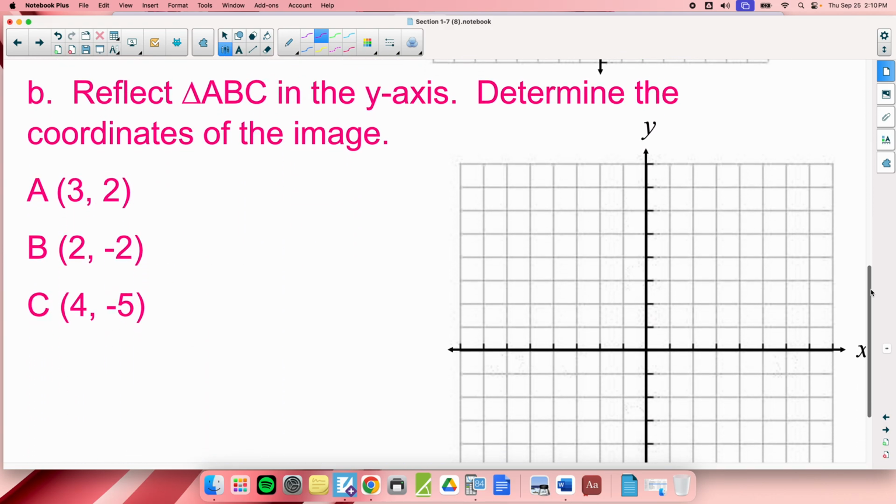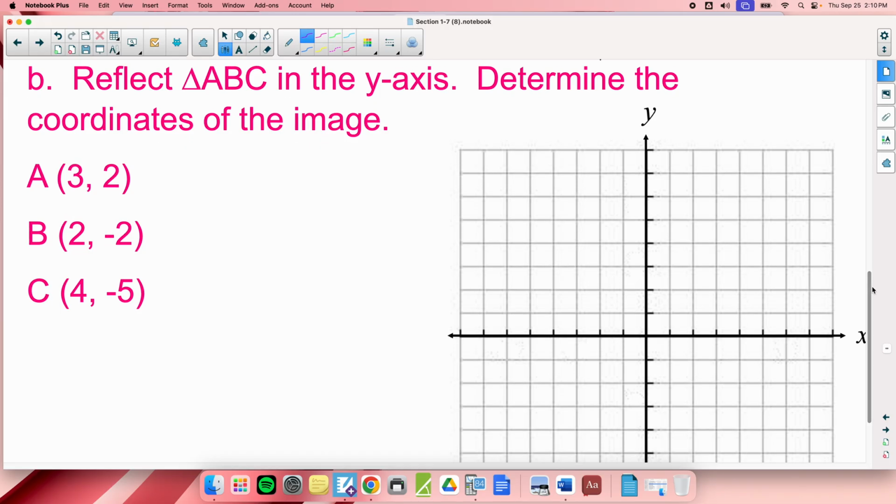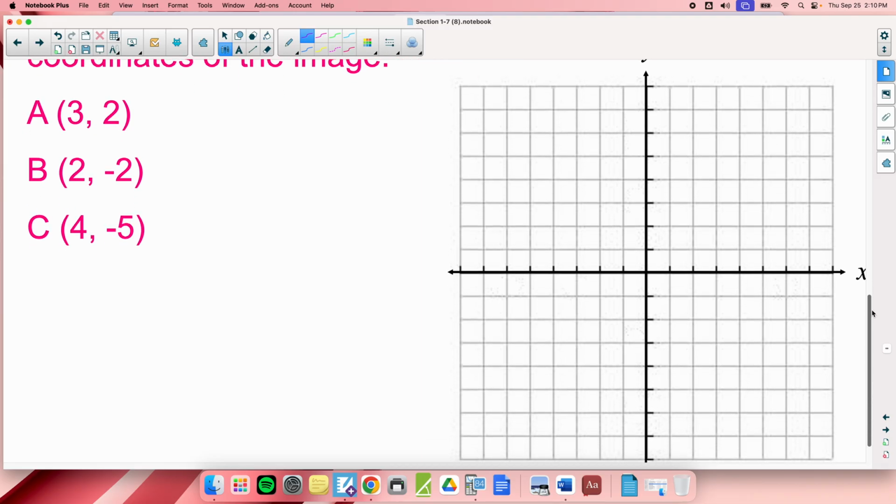So now we're gonna go down and we're gonna do the same triangle, but this time we're gonna go over the Y axis. So let's first just graph the triangle. So A is over 3 up 2, and you're gonna put an A. B is over 2 down 2, and we're gonna put a B. C is over 4 down 1, 2, 3, 4, 5, and that is our C. And then we're gonna connect those.